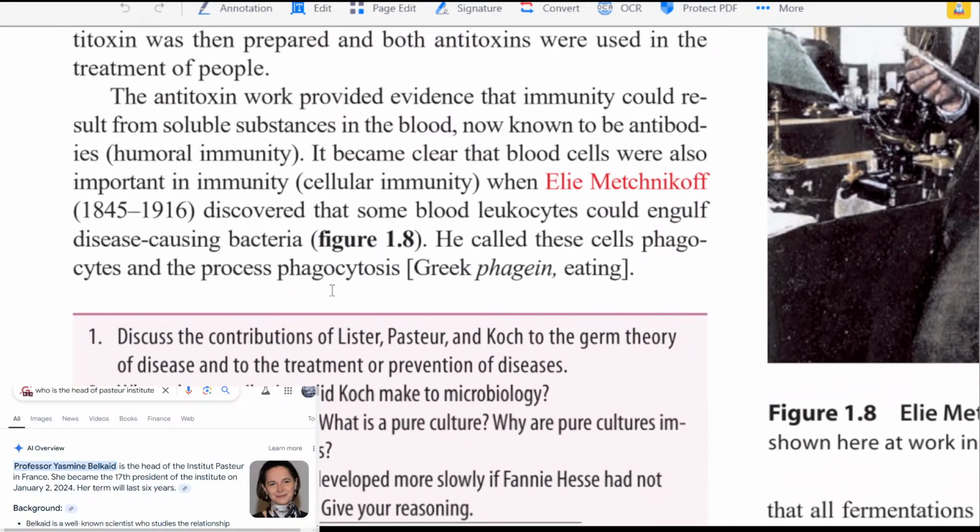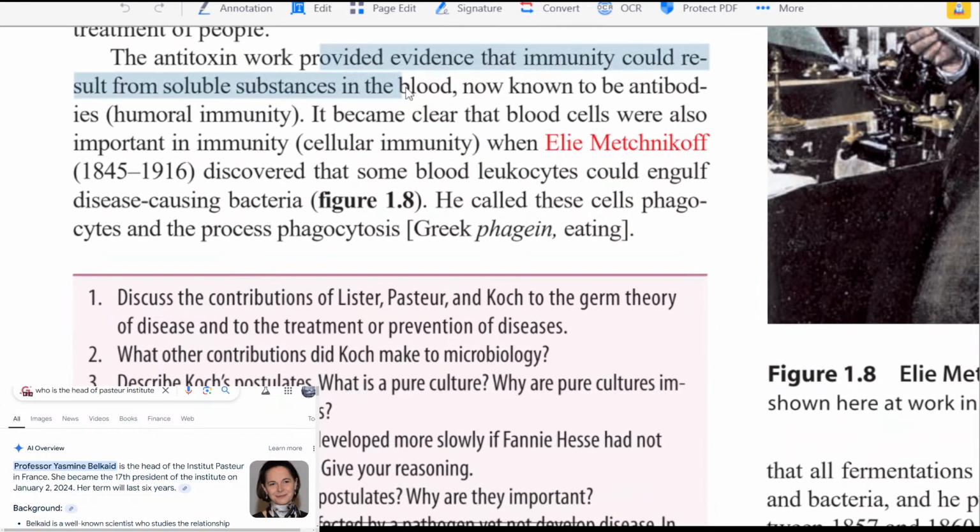The antitoxin work provided evidence that immunity could result from soluble substances in the blood, now known to be antibodies, humoral immunity. Before that, they didn't know that the blood had something more than cells. The white blood cells were one thing that could give immunity, like through vaccination, but they didn't know that blood had something more that could give immunity. At first, it was just a heat-labile body. We call it humoral because it moves around the body; antibodies don't stay in one place.